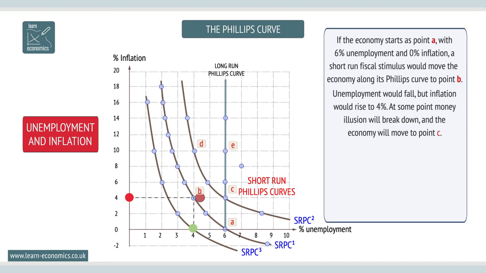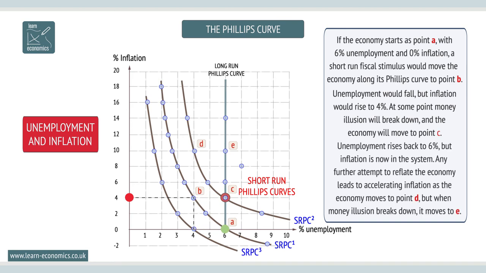Unemployment rises back to 6%, but unfortunately, inflation is now in the system. Any further attempt to reflate the economy leads to accelerating inflation as the economy moves to point D, and then E as money illusion breaks down.